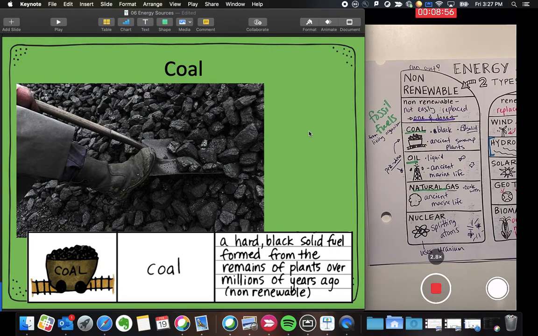So it's a hard black solid. If you look at it, it looks quite dirty. And this is from millions of years ago. The plants that were in oceans or lakes have since dried up and died, and then compaction and cementation, like the rock cycle, led to the formation of coal.